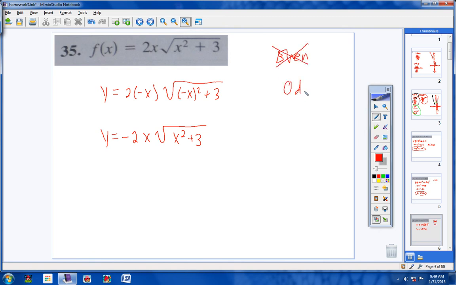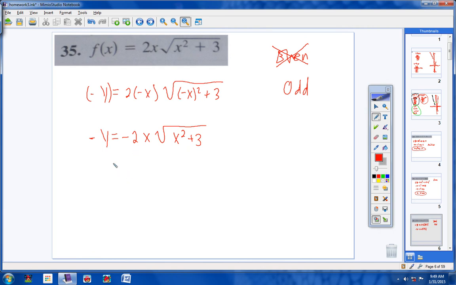Now, let's check for odd symmetry, or an odd function. Everywhere there's an x, you put a negative x. Everywhere there's a y, you put a negative y. Got it. Now, we simplify the right side and we get this. We simplify the left side and we get this. Now divide everything by a negative 1.